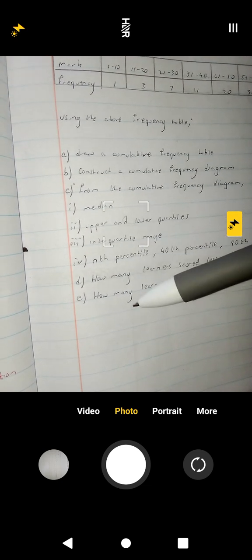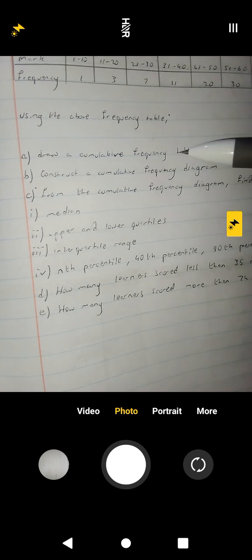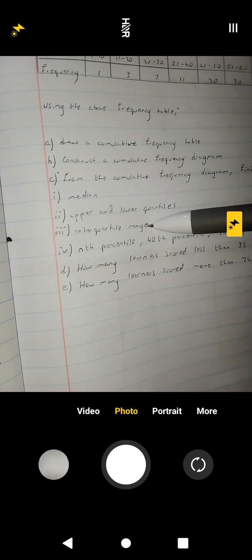So upon constructing this frequency table, then answer just the questions we've answered before. Draw the cumulative frequency table, construct the cumulative frequency diagram. From the cumulative frequency diagram that you will have drawn, find the median, the upper and the lower quartiles, the interquartile range. Remember, we did the interquartile range. Find the 20th percentile, the 40th percentile, and the 90th percentile.